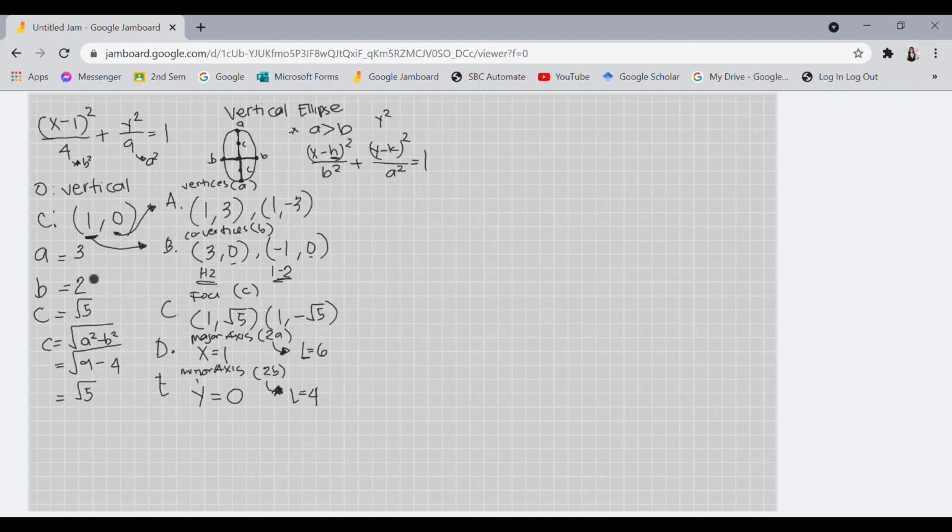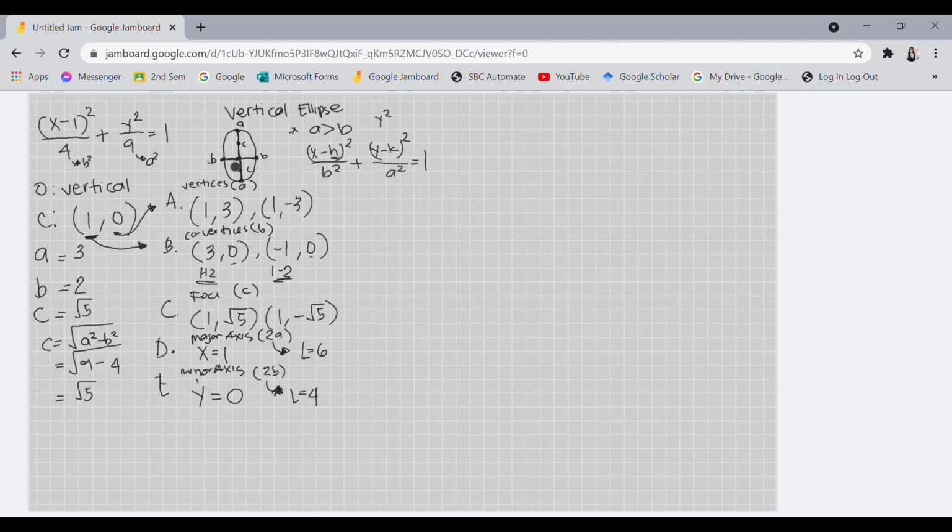After knowing a, b, and c, base lang kayo sa center. So, from the center, orientation natin ay vertical ellipse. So, meaning, ang vertices natin ay pataas at pababa. That's why, ang nagbago sa atin ay y-coordinate by 3 units. Okay? Nag-plus 3 tayo at nag-minus 3.